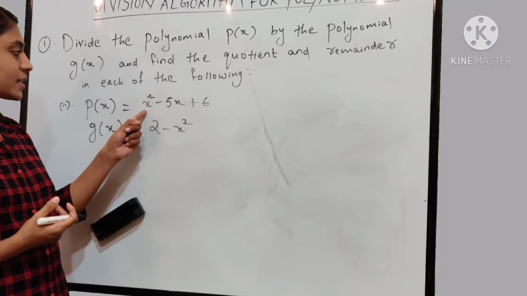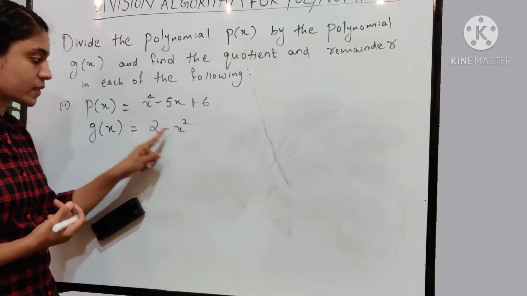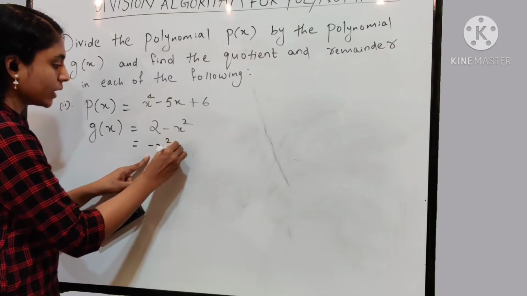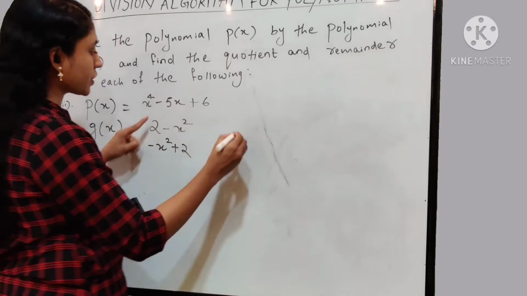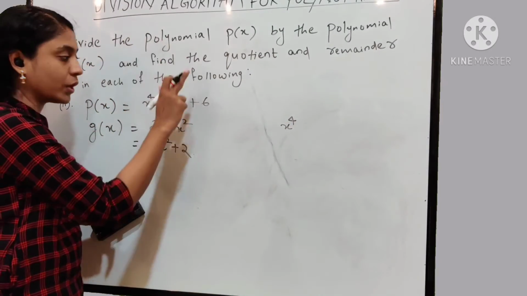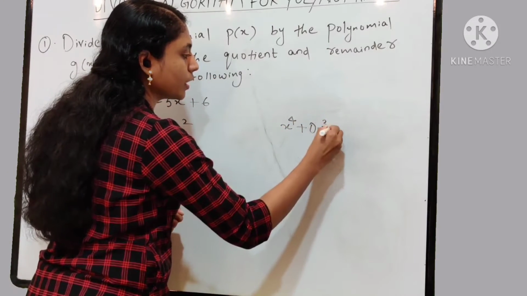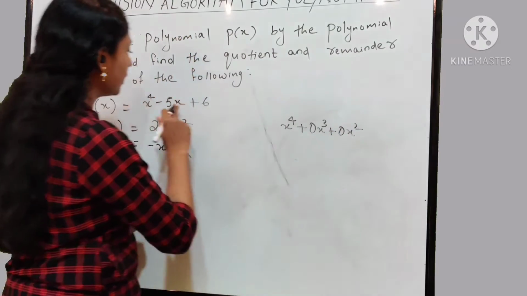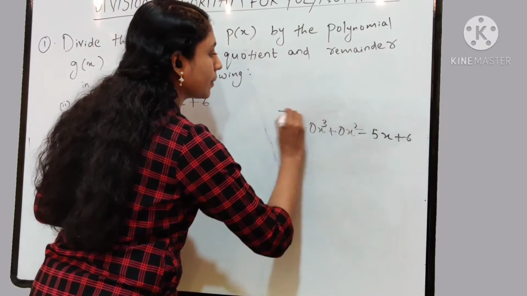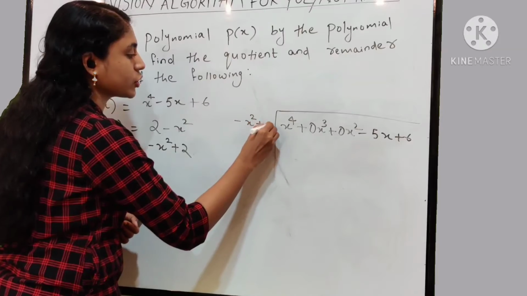Now the third question is p of x is x raised to 4 minus 5x plus 6 and g of x is 2 minus x square. And this is not in the standard form, so we have to write it in the standard form, minus x square plus 2. Now we can perform the division. Here it is x raised to 4 and after 4 it is x raised to 1. No x cube and x square term, so we can write simply 0x cube plus 0x square then minus 5x plus 6, divided by the divisor, minus x square plus 2.